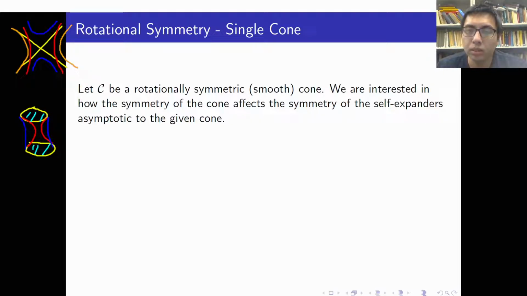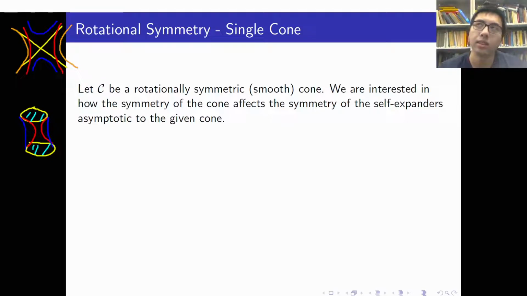So if our given cone is rotationally symmetric, we're interested in knowing how the symmetry of the cone affects the symmetry of the smooth self-expanders asymptotic to the given cone. For example, can we say that the self-expanders are rotationally symmetric?